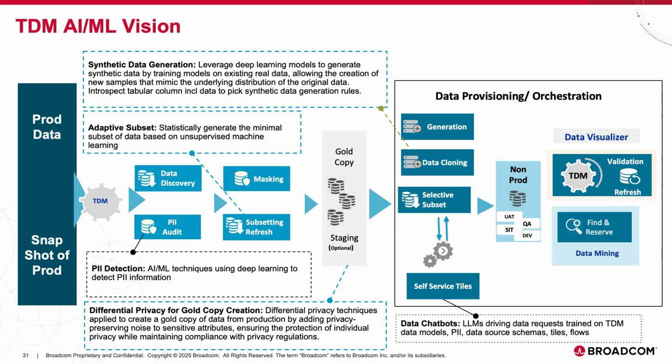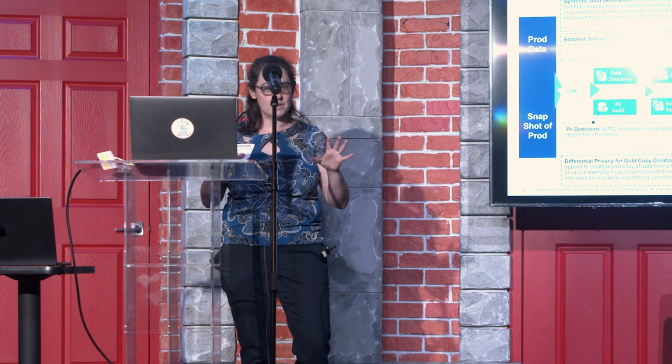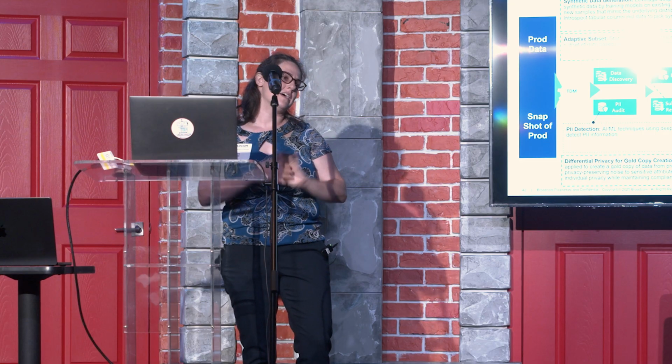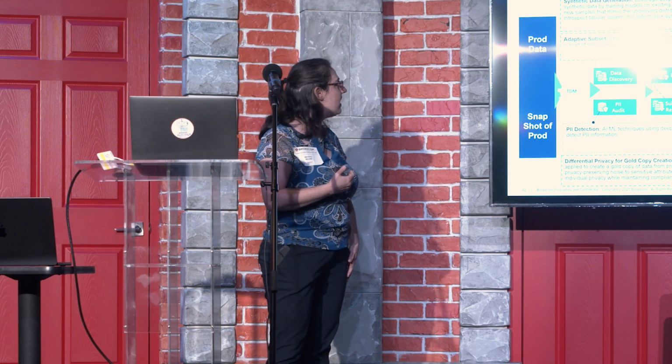Things like PII detection, and also looking at things like privacy. Can I look up information and get real information but not have any PII exposed, anything that could let me relate back and detect a real individual? So there's a lot of capabilities that we're working on in terms of the vision and direction for how we can do AI for TDM.